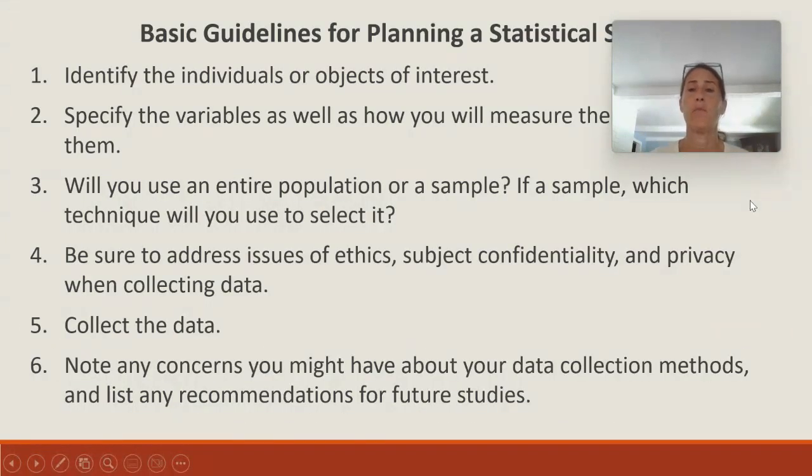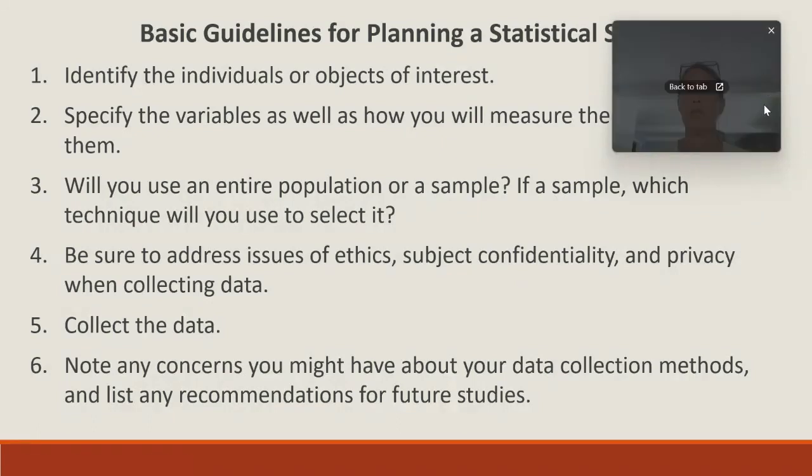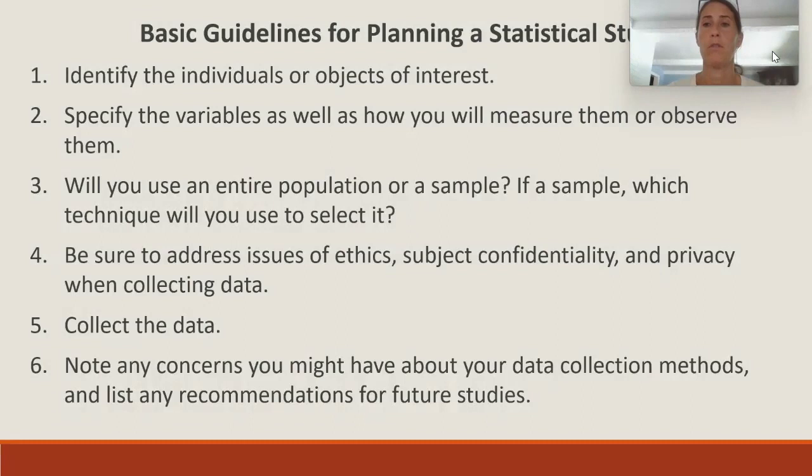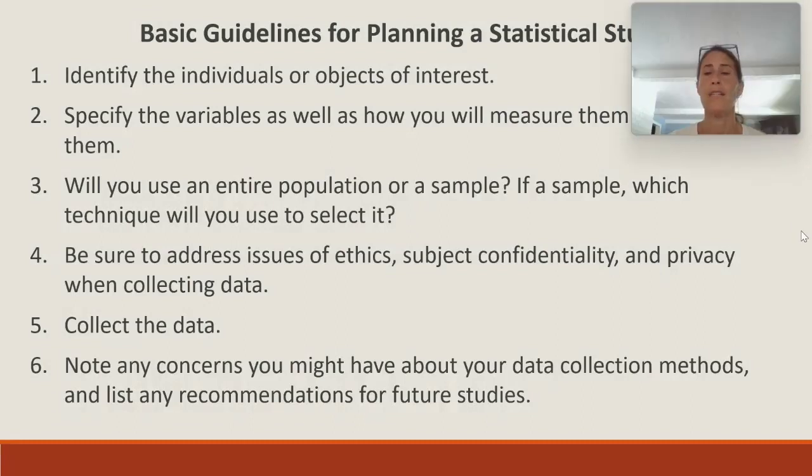So basic guidelines for planning a statistical survey. First, identify the individuals or objects of interest. Specify the variables as well as how you will measure them or observe them. Will you use an entire population or a sample? If a sample, which technique will you use to select it? Be sure to address issues of ethics, subject confidentiality, and privacy when collecting data. Collect the data. And then note any concerns you might have about your data collection methods and list any recommendations for future studies.